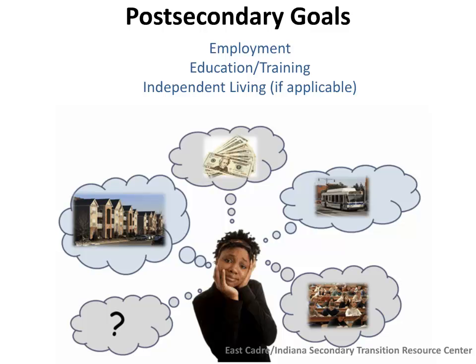Transition age youth have a lot of decisions to make and plan for as they move into adulthood. These long-term goals are captured in the IEP as post-secondary goals for employment, education training, and independent living. As you begin writing these goals in the IEP, you must remember to write measurable post-secondary goals.